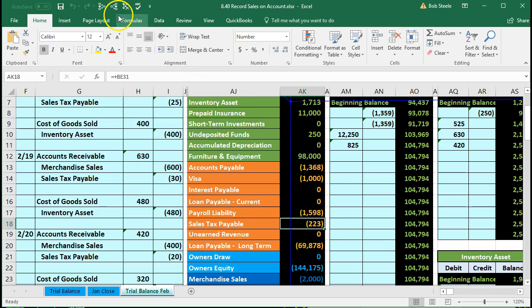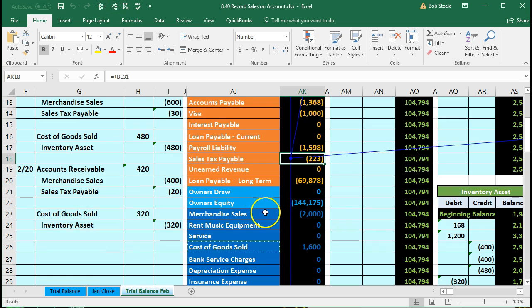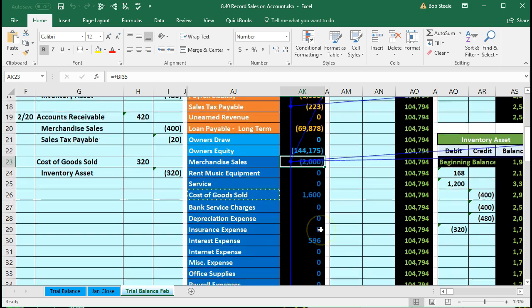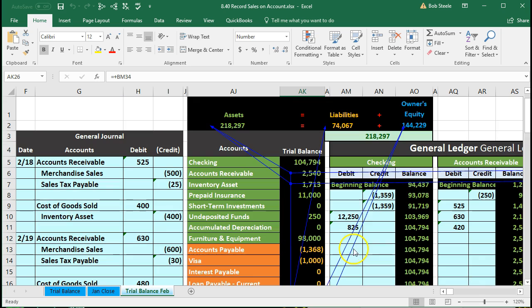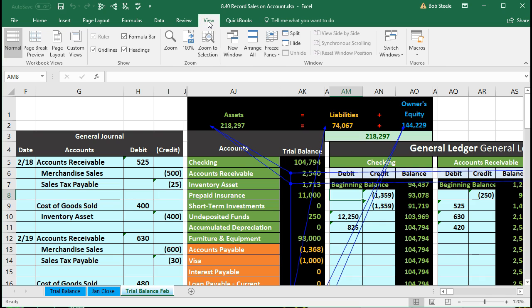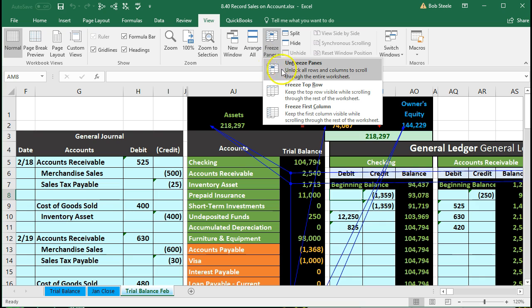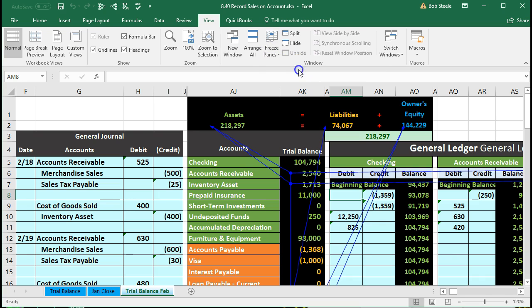Sales tax payable, I'm going to do a similar process, as well as the merchandise sales, which has been a busy session here. We're going to do the same thing for the cost of goods sold. That's enough. That's all we need to look at. And I'm going to unfreeze the panes before we go over there, so we have all the space we need by going to the View tab, and then the Windows group, and then the Freeze panes, and then the unfreezing of the panes. Pane has been unfrozen.